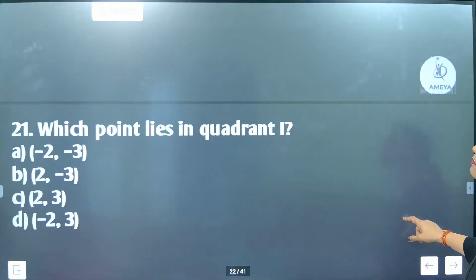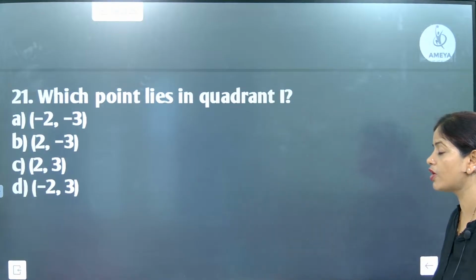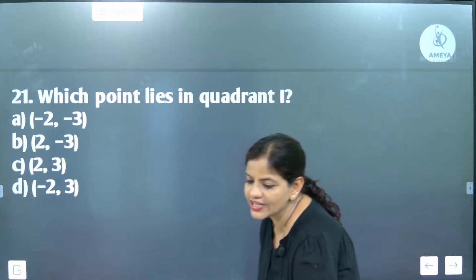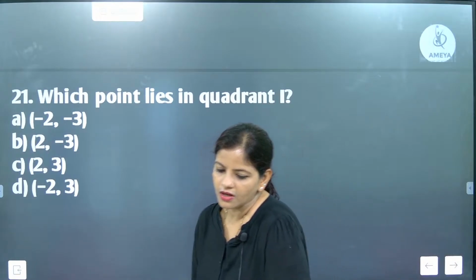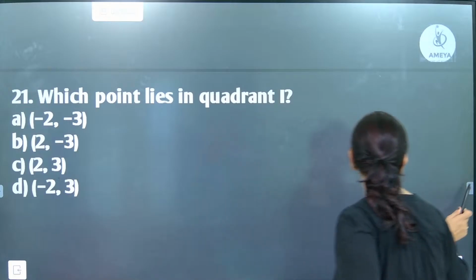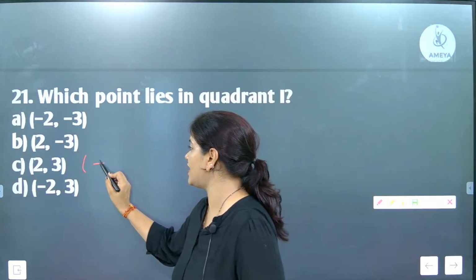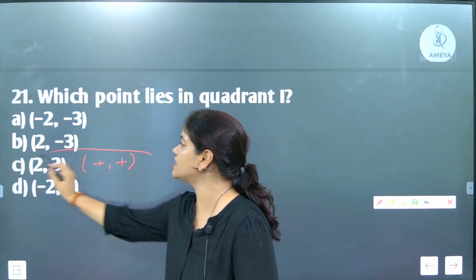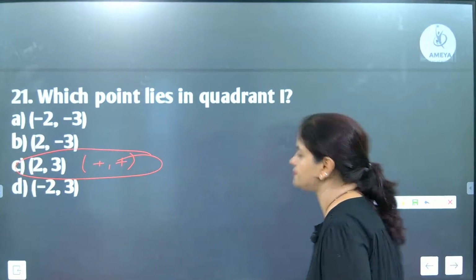Which point lies in the first quadrant? (2, 3), because in the first quadrant both x and y are positive. Since x and y are positive, the answer option is C. Absolutely correct.